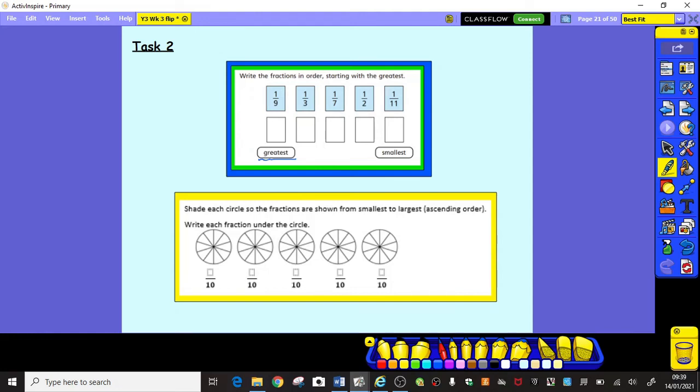And then the simplify task. You need to shade in fractions on the circles to show from the smallest fraction to the largest fraction, and then write each fraction under the circle. So for example, the smallest fraction is going to be just 1 part. And that's going to represent 1/10. And then you need to continue increasing the size of the fraction and recording the fraction underneath the circle.